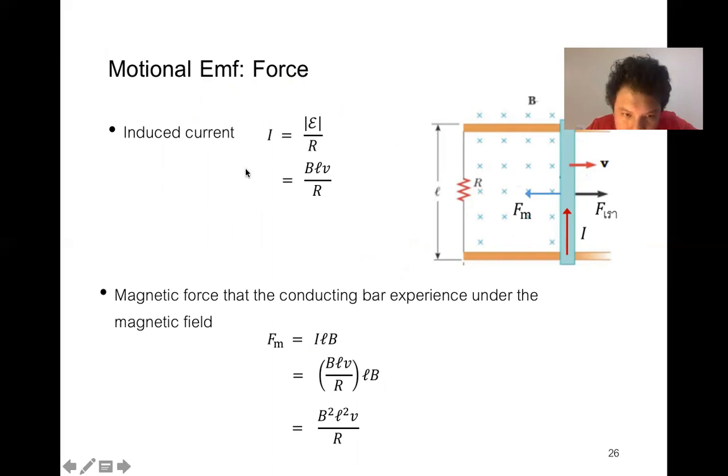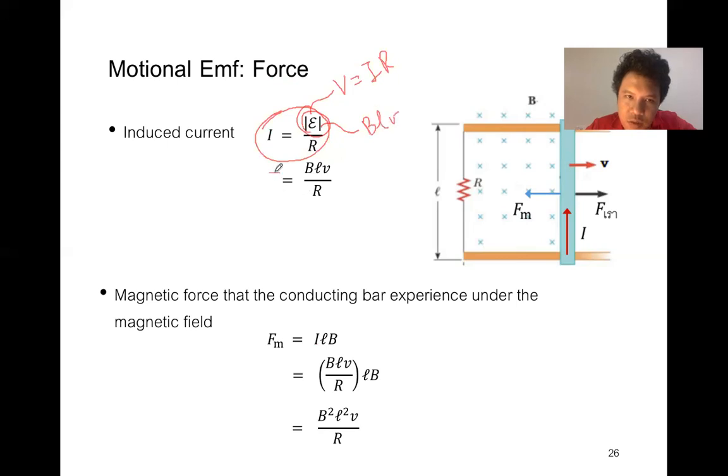Okay, so from the formula that we have derived from the examples, the induced current can be found by the voltage, or the EMF, divided by R. So this is just like Ohm's law, V equals IR, and we're trying to find the I. And we have the motional EMF as BLV. So we come up with this relation for I.